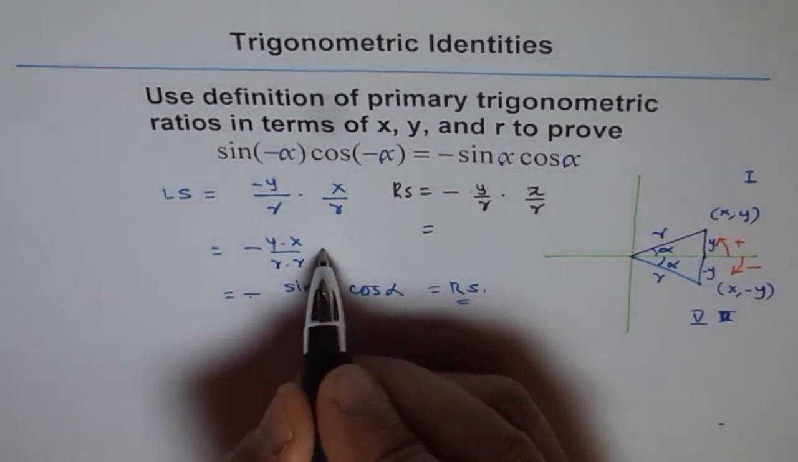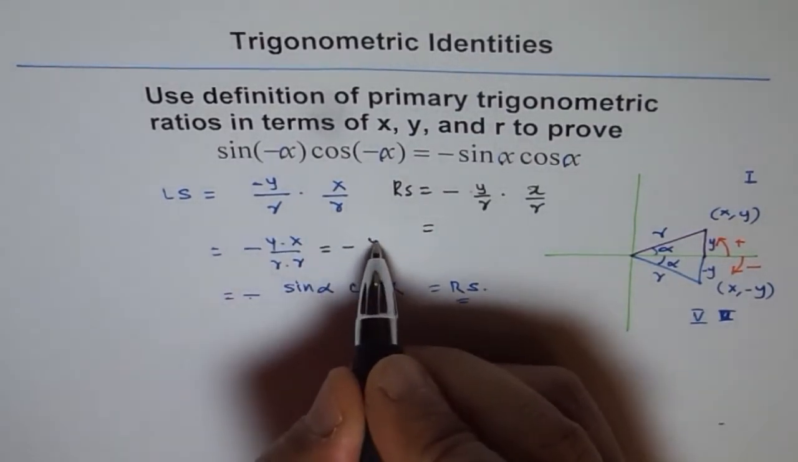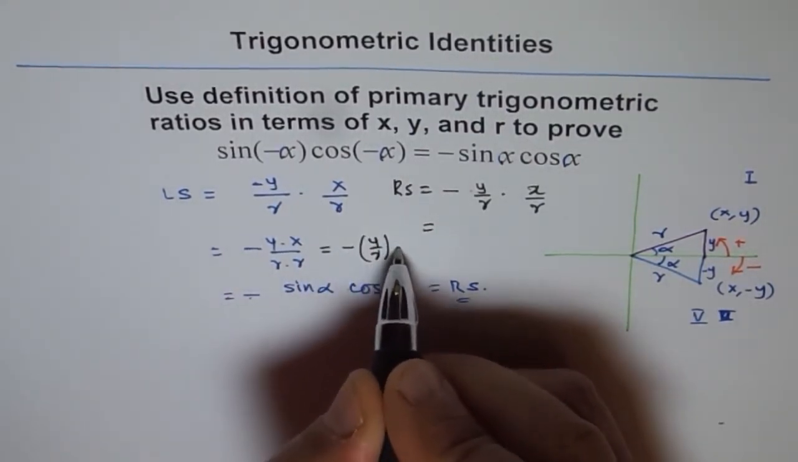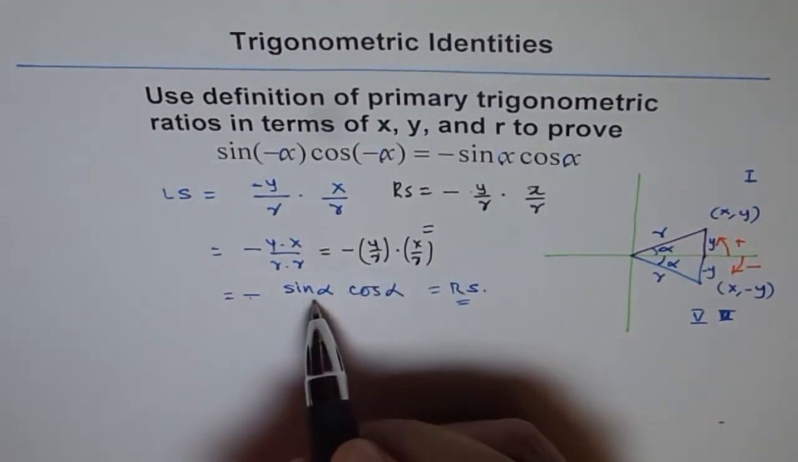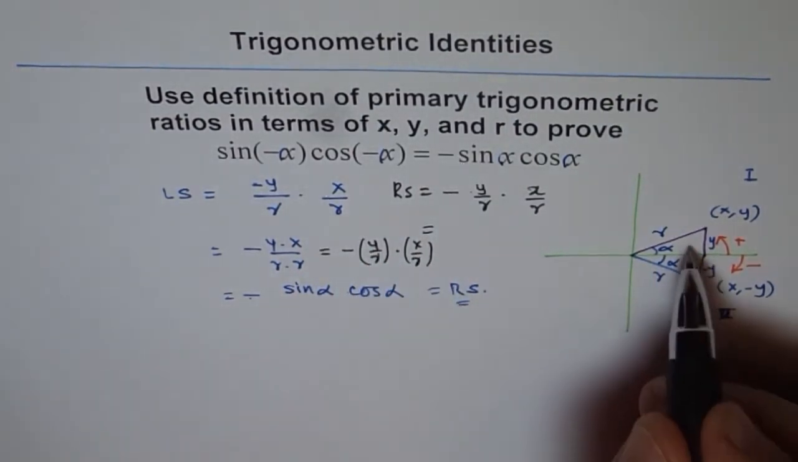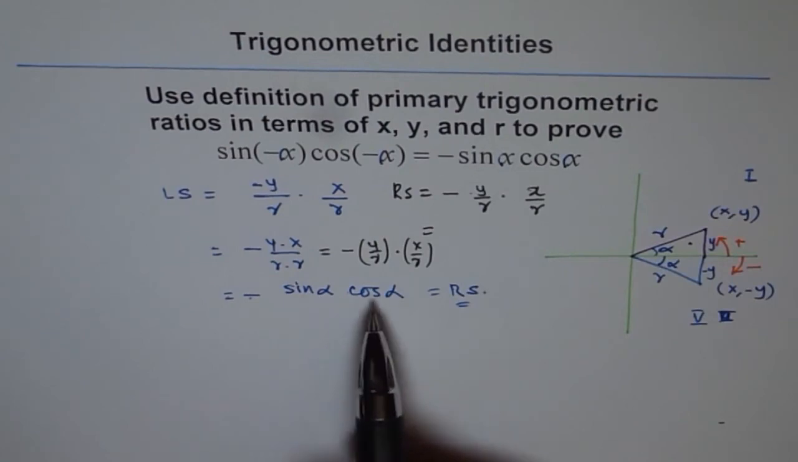Let me break this like this. So we'll write minus, and then we'll write y over r as one component and x over r as the other. And y over r is sine alpha, x over r is cos alpha, looking into this triangle, okay? That is absolutely clear. So it is minus of sine alpha cos alpha.